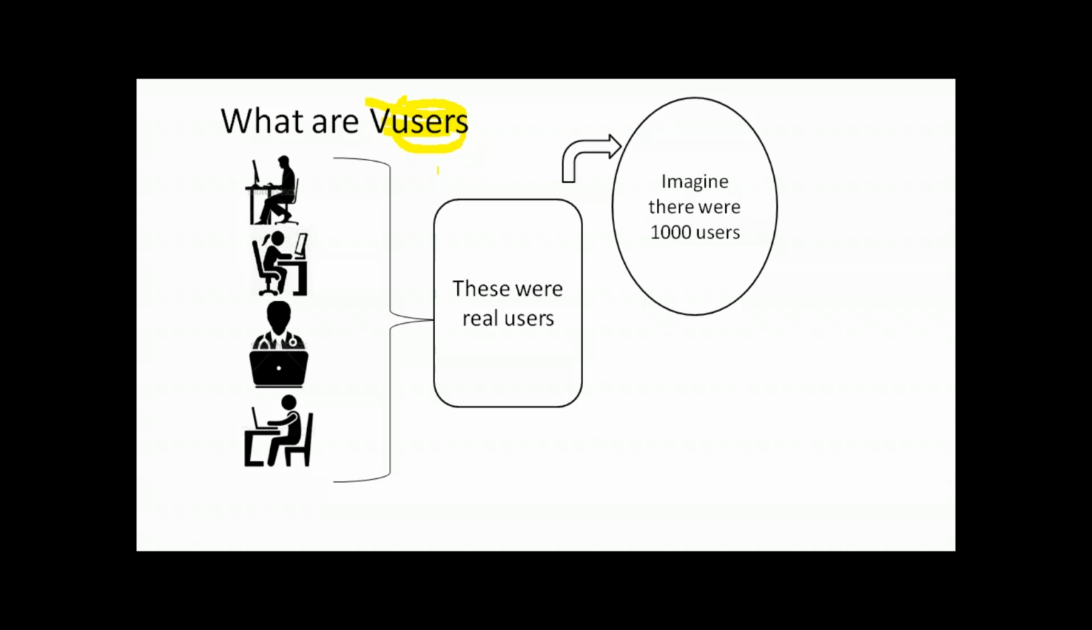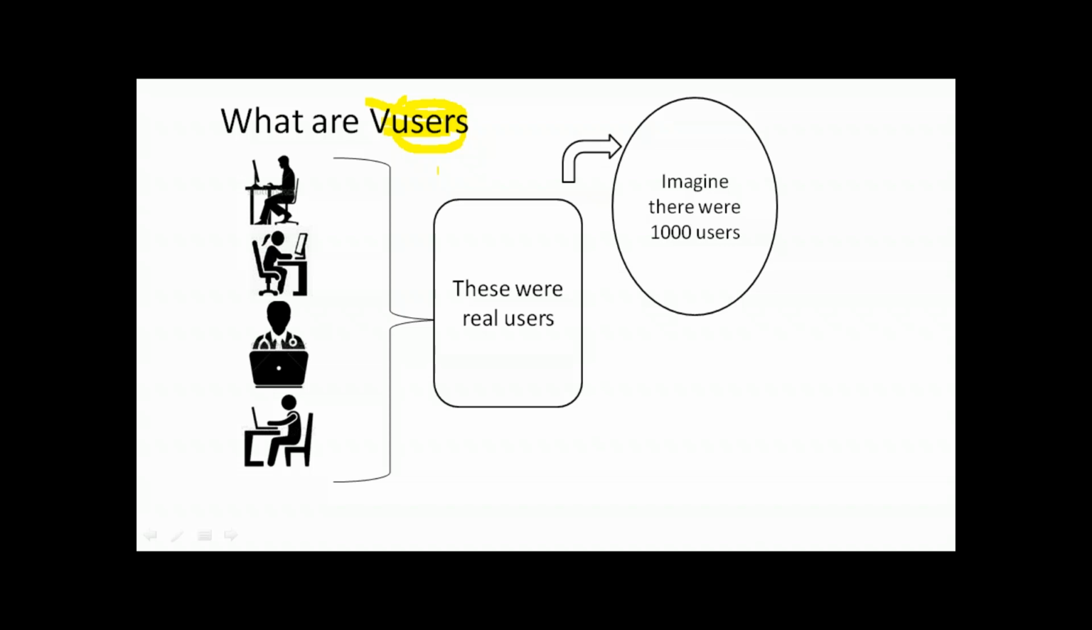You can get it done somehow, but imagine your client said that you have to create a load of 1000 users. Now how do you do performance testing? If it was 3 people, 4 people, you'd call 3 of your friends and get it done. But if it's 1000 users, now what is the case?